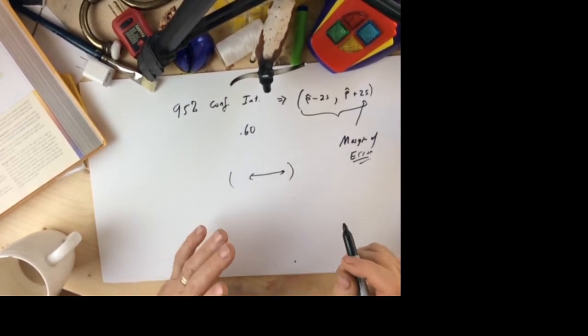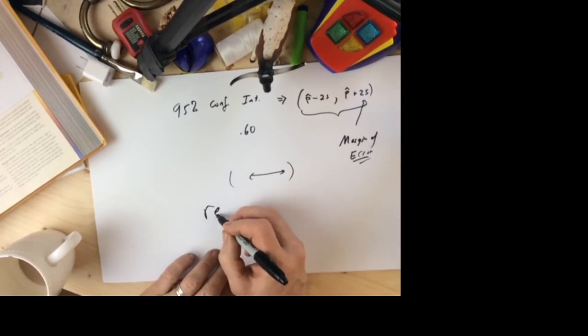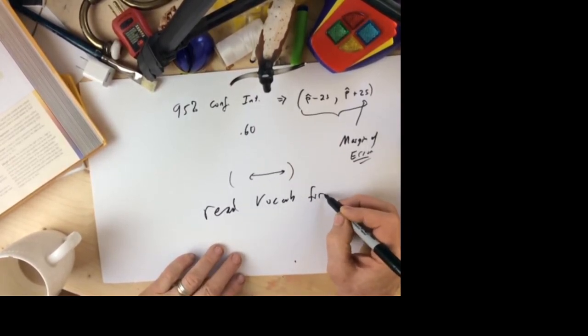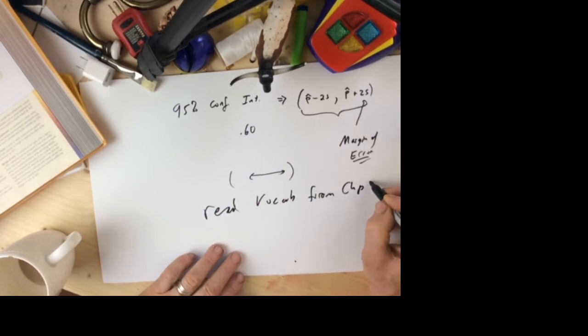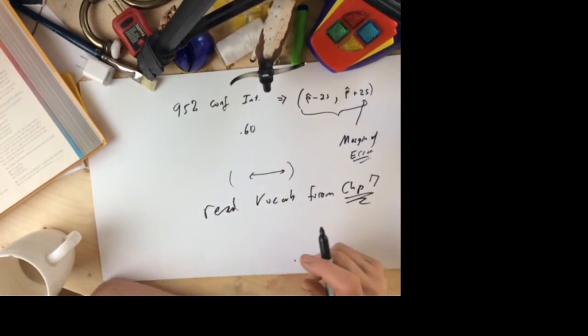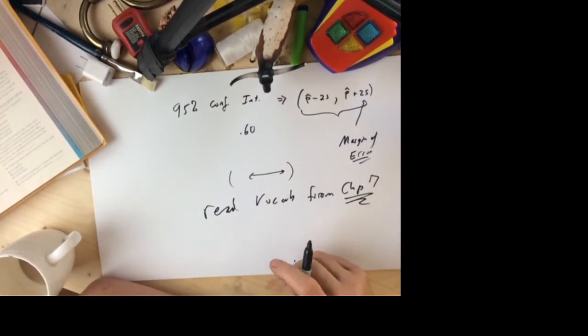Now, I think it's very important for you to read the vocab from chapter 7. All right? There are several very useful words in there, and they will be occurring.